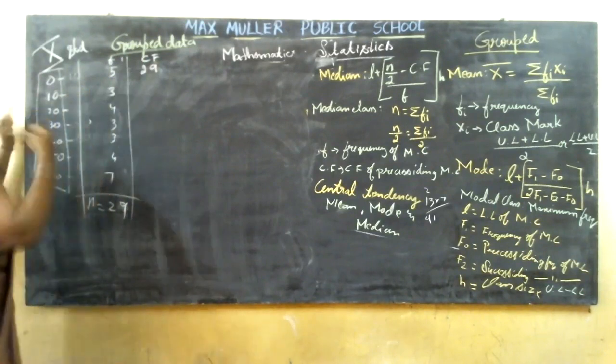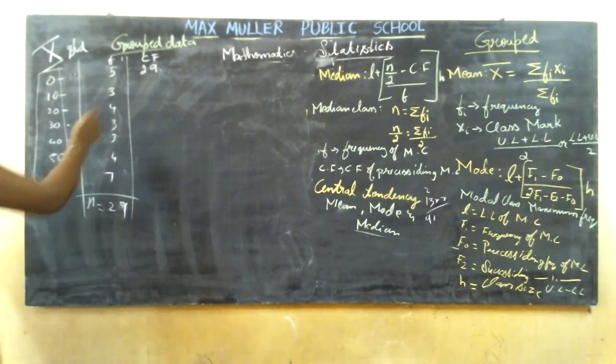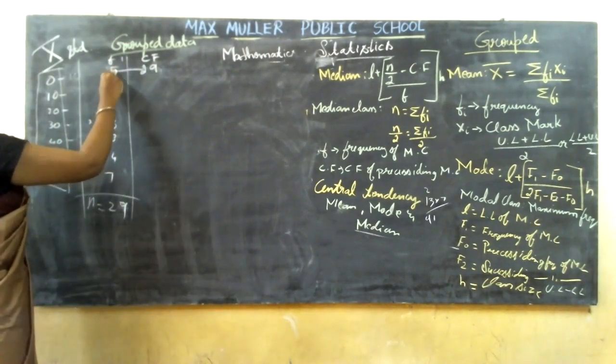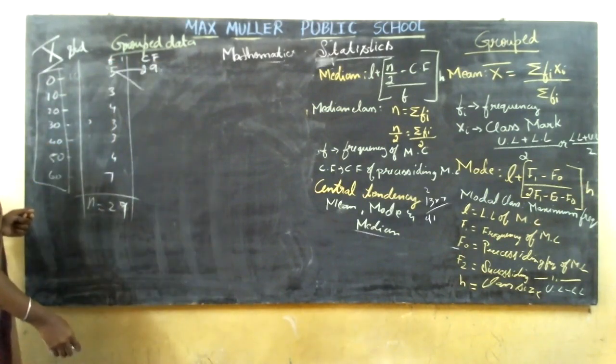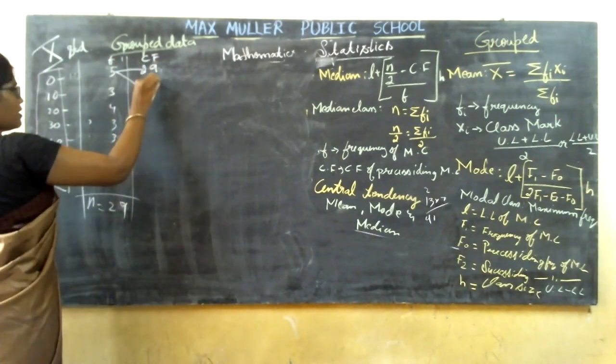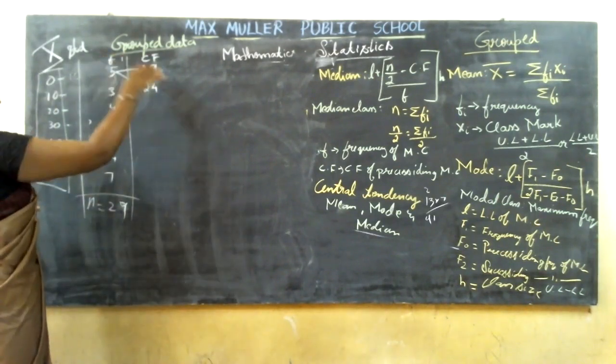You are going to subtract. Now the next thing is, subtract from where? You are going to subtract in this way. 29 minus 5. 29 minus 5 is how much? 24. Clear? 29 minus 5 is 24.